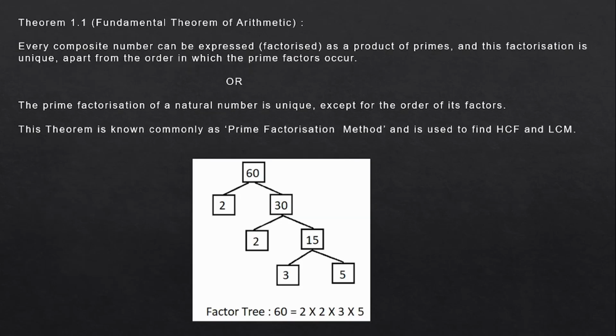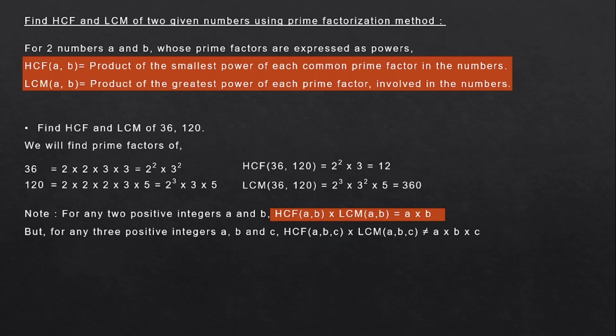Now, let us see how we find HCF and LCM using this fundamental theorem of arithmetic. To find the HCF and LCM of numbers A and B, whose prime factors are expressed as powers, we define HCF as the product of the smallest power of each common prime factor in the numbers. What you have to remember: product of the smallest power of each common prime factor. That gives me my HCF. LCM is the product of the greatest power of each prime factor involved in the numbers. So here we are talking of the greatest power of each prime factor.